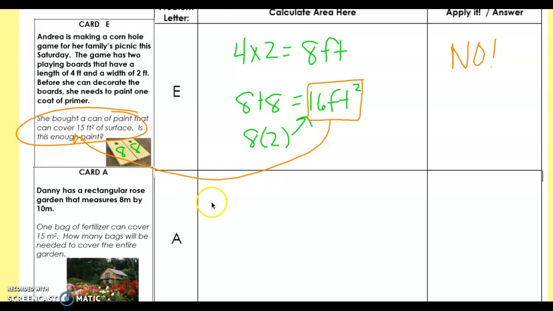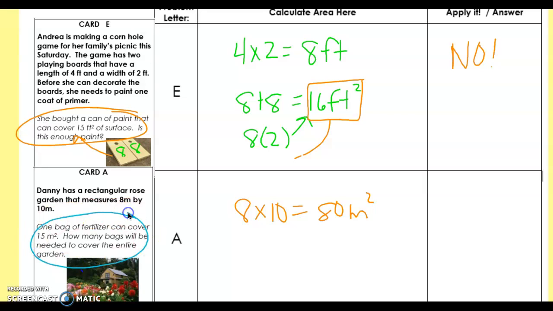All right, taking a look at card A. Card A was about Danny and his rectangular garden that measures 8 by 10. He wants to sprinkle fertilizer on it. Again, we're looking at area. You're not just going to sprinkle the fertilizer on the outside, you'd cover the entire garden. So looking at the operation again, multiplication, 10 times 8, it's going to give me 80 meters squared. And again, I'm looking at area, so I need that squared value for my unit. Looking to apply it, my question is asking me that 1 bag of fertilizer is going to cover 15 meters squared. So how many bags do I need to cover my garden?